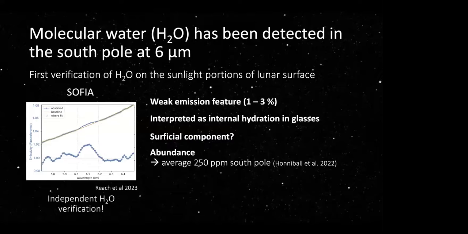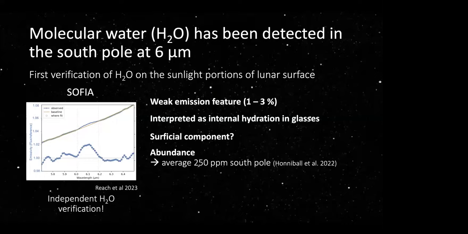Thankfully, though, right, the 3 micron feature isn't the only way that we can detect hydration with reflectance spectroscopy. And relatively recently, molecular water has been detected in the South Pole regions with the SOFIA telescope at 6 microns. And so this absorption feature at 6 microns has been interpreted to be the fundamental bending mode of water. And it's our first verification of H2O on the sunlit portions of the lunar surface. I should note that this is a very weak emission feature.